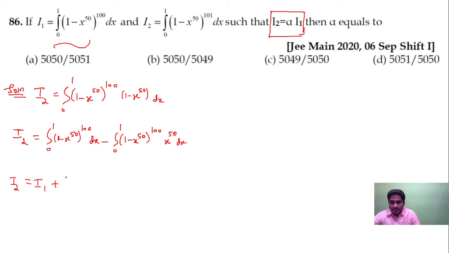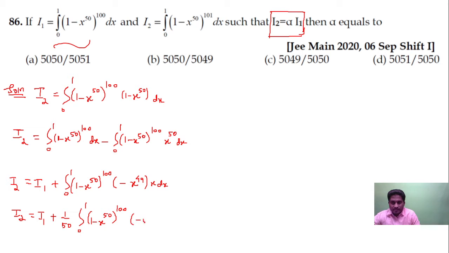This minus, I'll write plus, the integral from 0 to 1 of (1 minus x to the power of 50) whole to the power of 100, and then minus, I will write this as x to the power of 49 into x dx. So both are the same, guys. I2 is equal to I1 plus, divide by 50 and multiply by 50. So this is the integral from 0 to 1 of (1 minus x to the power of 50) whole to the power of 100. If you multiply by 50, you get 50 into x to the power of 49, and then x dx.